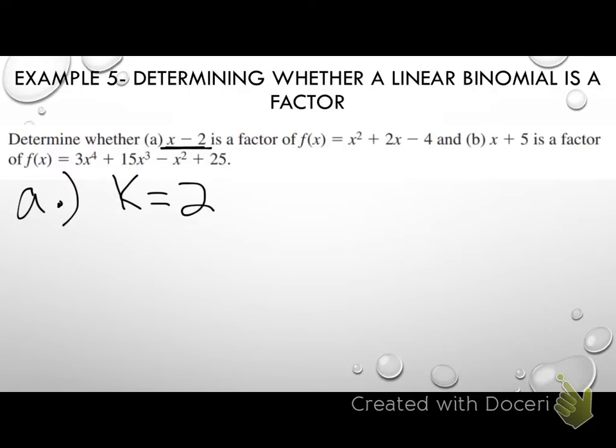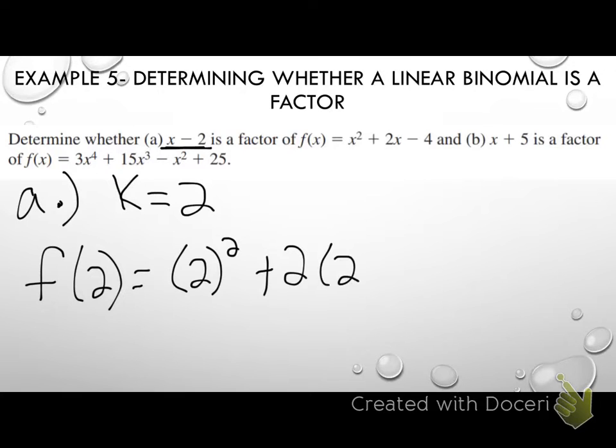So one way I can determine whether that is a factor of my polynomial or not is by direct substitution, by plugging my 2 into my function. So f of 2. So I'd get 2 squared plus 2 times 2 minus 4. Is everyone with me? Just plugged my k value in directly into my polynomial. And now I'm just going to work that out using my order of operations.